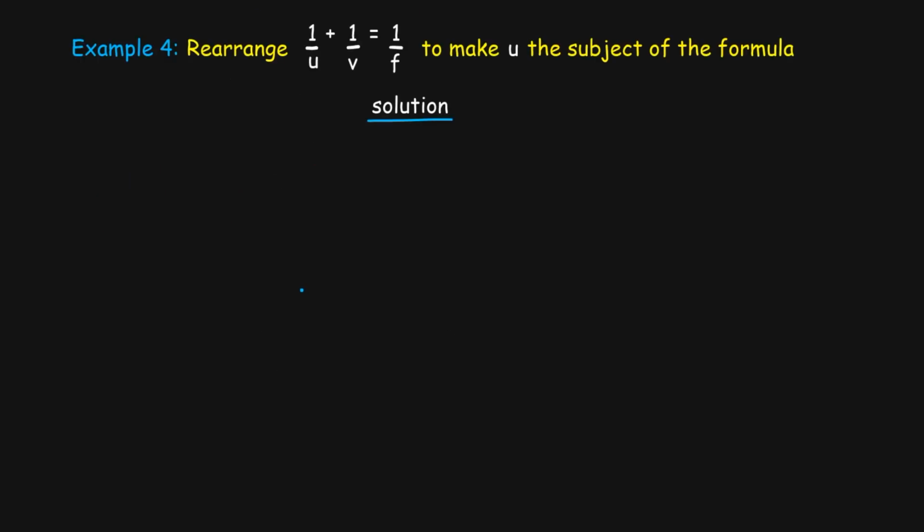We are given this example 4. Rearrange 1 out of u plus 1 out of v equals 1 out of f to make u the subject of the formula. So we are given 1 out of u plus 1 out of v equals 1 out of f, and we are tasked to make u the subject of the formula. For this problem, let's first move 1 out of v to the right hand side, and to do so, let's subtract 1 out of v from both sides.